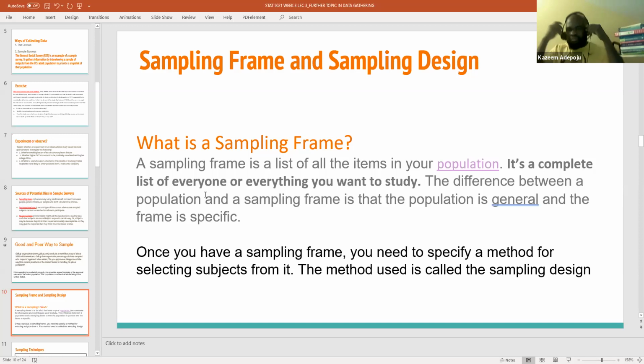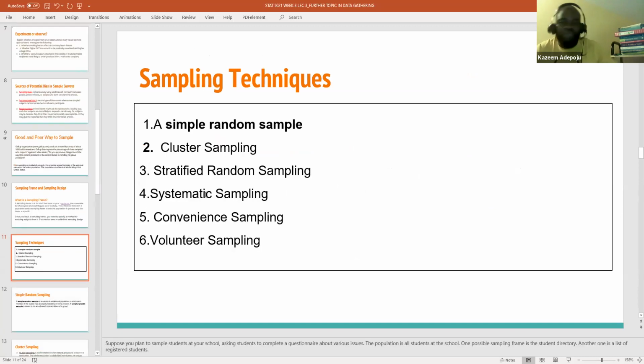Okay, thank you. Now, the next thing I actually want to talk about: if we resolve to taking a sample from a population of interest, then what are the sampling techniques that we can use?